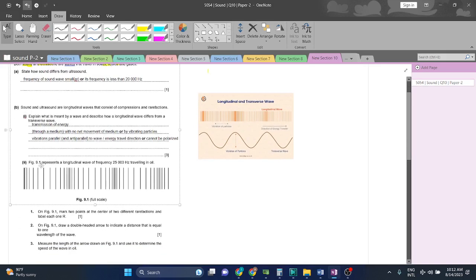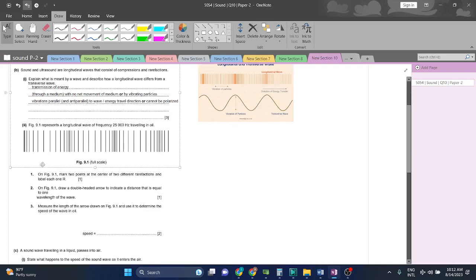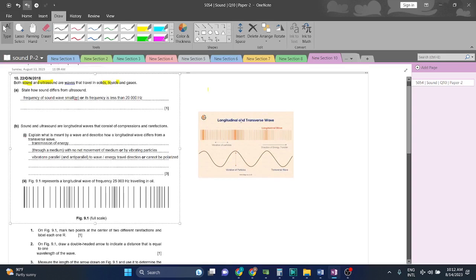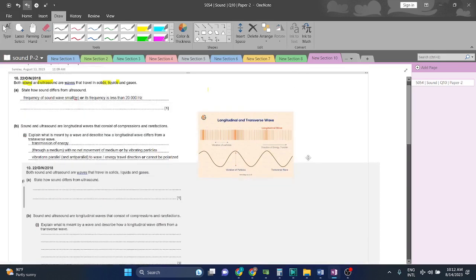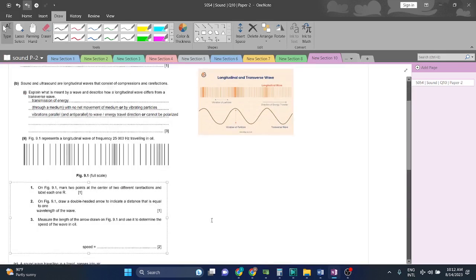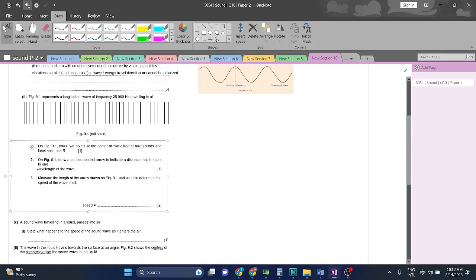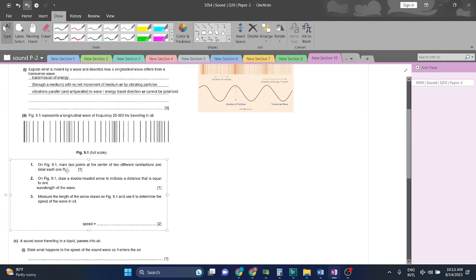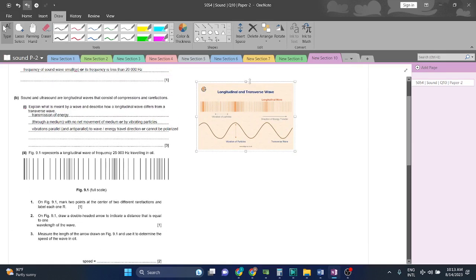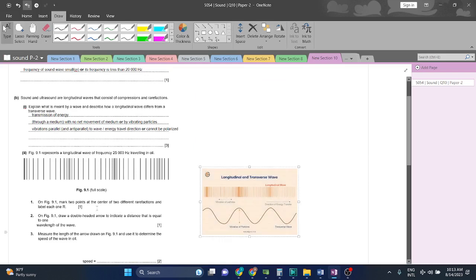Figure 9.1 represents a longitudinal wave of frequency 25,000 hertz. So they have told us on figure 9.1, mark 2 points at the center of two different rarefactions and label each one R.